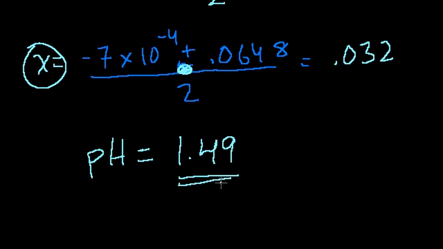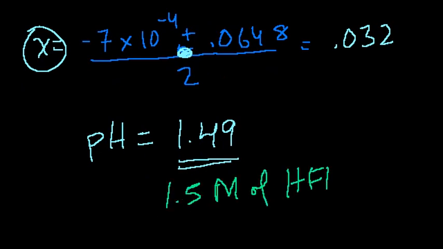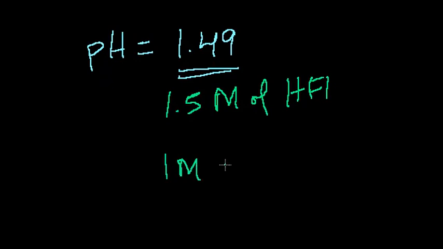But notice, this is 1.5 molar of hydrofluoric acid, while 1 molar of hydrochloric acid had an even lower pH, it was even more acidic. It had a pH of 0. So even though we put more acid here, we didn't get our pH as low as when we used only 1 molar of hydrochloric acid. Anyways.